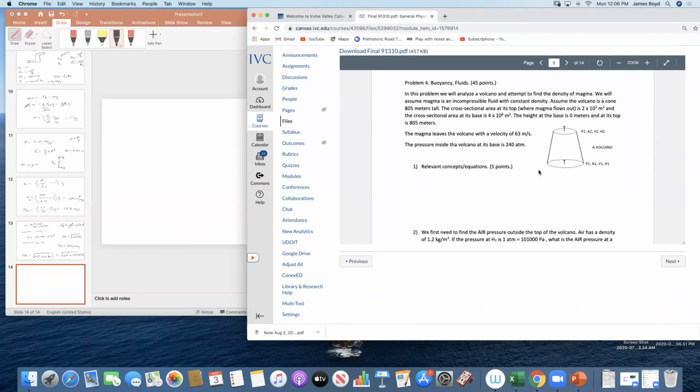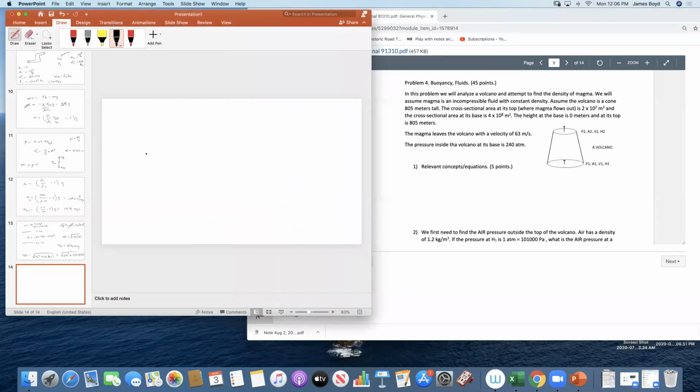And this is actually real data that I used on some volcano. I don't remember where, but we're told that the volcano is a cone. So think of it like a nozzle of a hose, right? And as always, as I was saying before, what we want is at the bottom, P1, H1, B1, and A1. And at the top, we want P2, H2, B2, and A2.